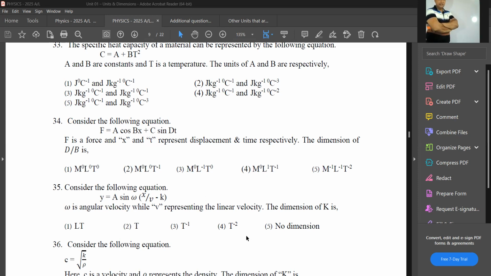ML T minus 2. It is equal to the dimension of force. No, look at this. I will explain it.